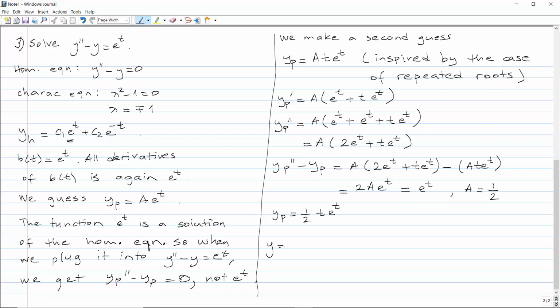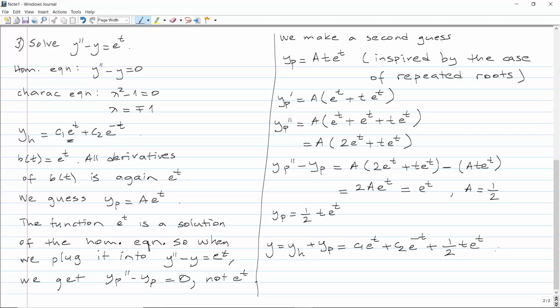So the general solution, remember, is the general solution of the homogeneous equation plus the particular solution. So C1 times e to the t plus C2 times e to the minus t, plus the particular solution 1/2 t e to the t.